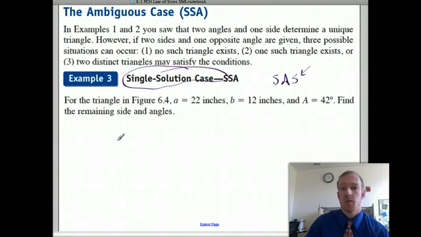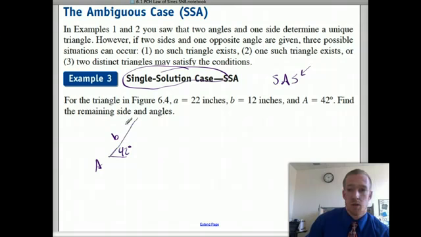Always build your triangle this way to see if you can even do it. Start with your angle. Here's my 42-ish degrees angle. This is going to be my side A. I'm going to put side B up here, so this has to be 12 inches. This is some unknown length at this point. I'm going to solve for it.